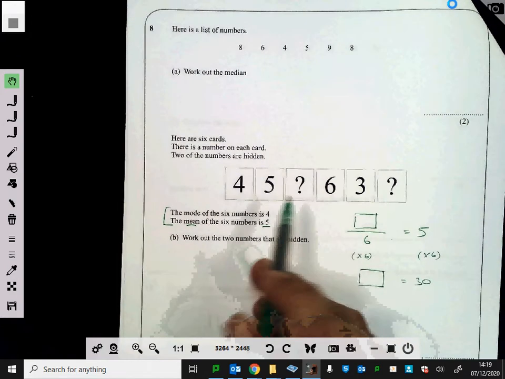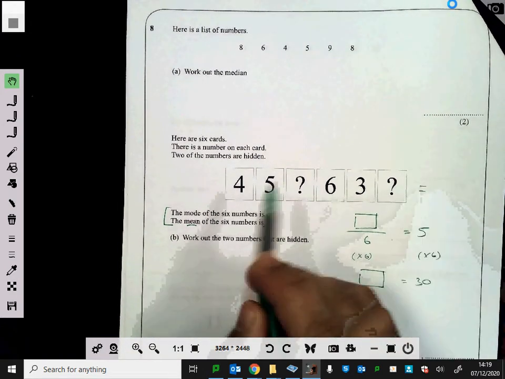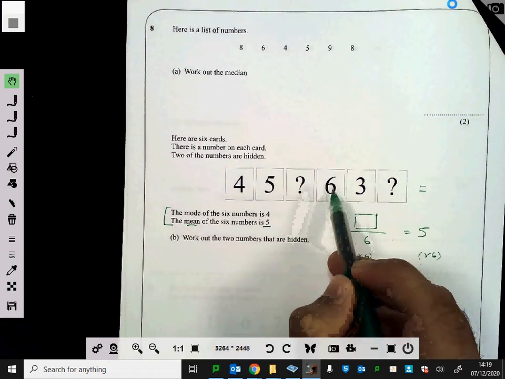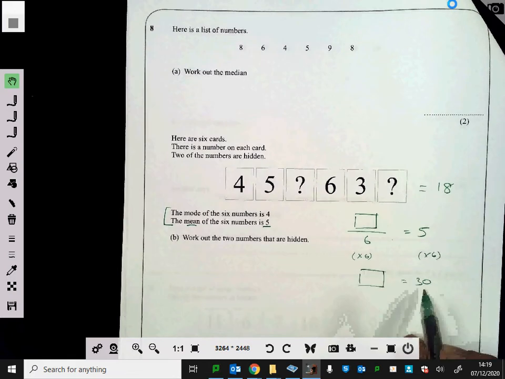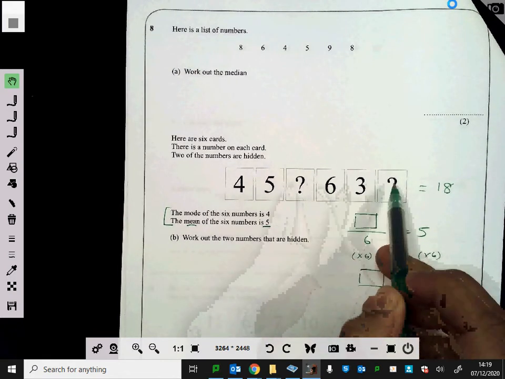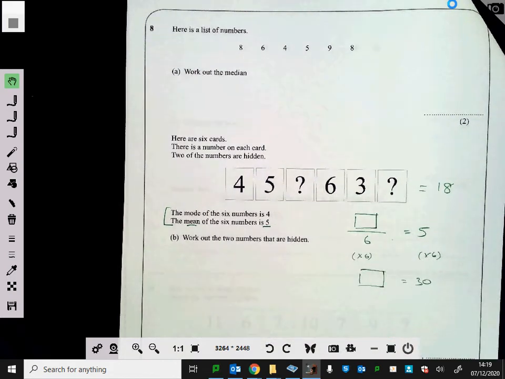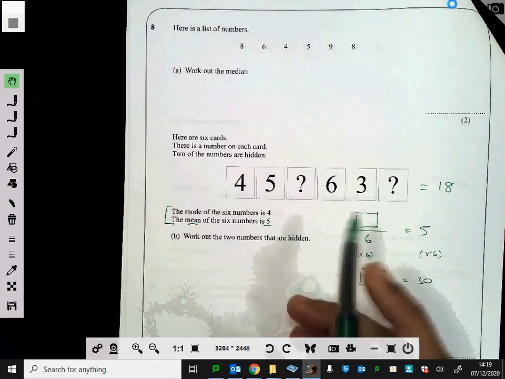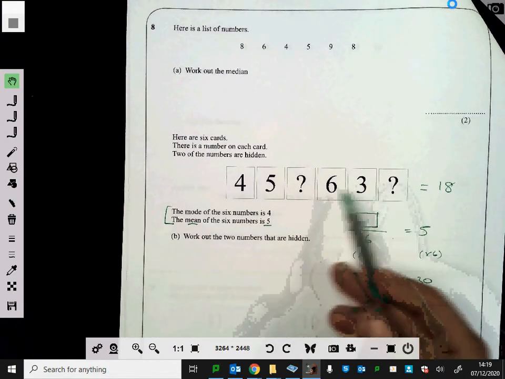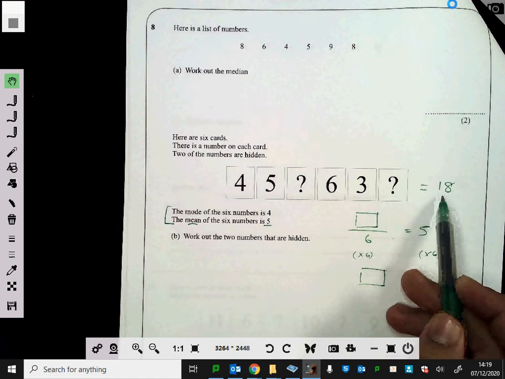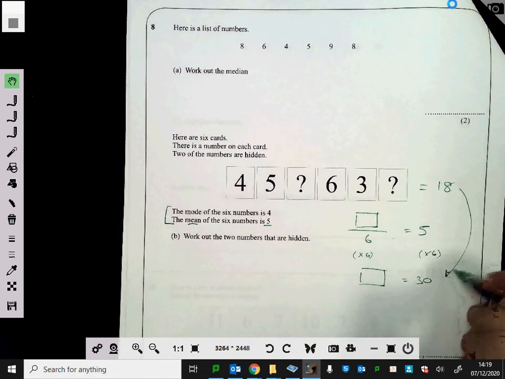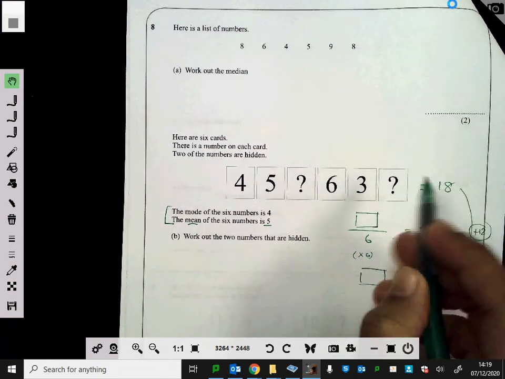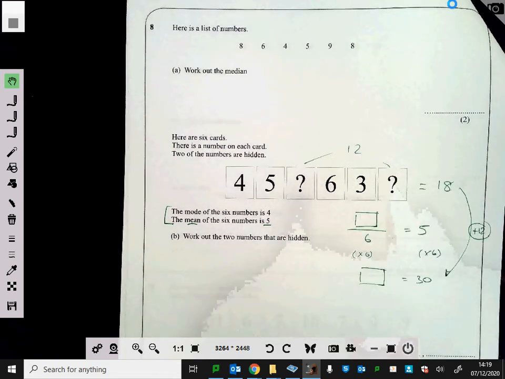Now so far, the total I've got, 4 add 5 is 9, 9 add 6 is 15, 15 add 3 is 18. So I've got 18 so far. And I know that between these two numbers, I have to be able to make 12. Sorry, it needs to make 30 altogether, apologies. So 18 to 30, I need another 12, basically. So I need this number and this number to make 12 altogether.